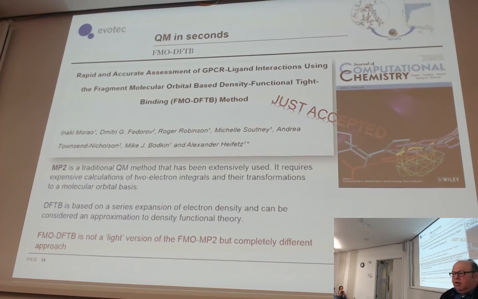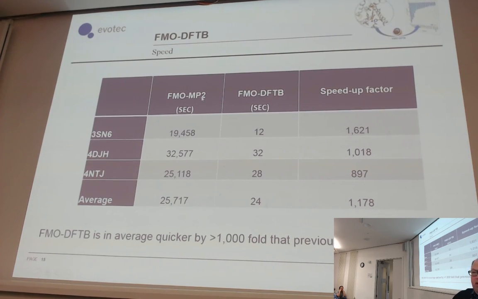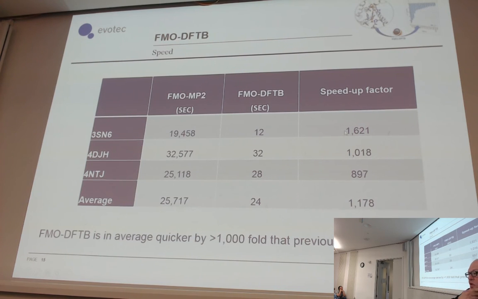If you compare the speed, this is for this suvorexant that I talked about. If you use the MP2 level of theory, it will take about 19,000 seconds to calculate. When you do it with FMO DFTB, you get the answer in 12 seconds. So the speed factor on average is about 1,000, more than 1,000 times quicker.